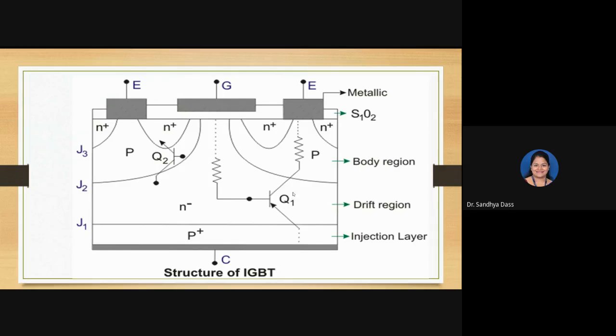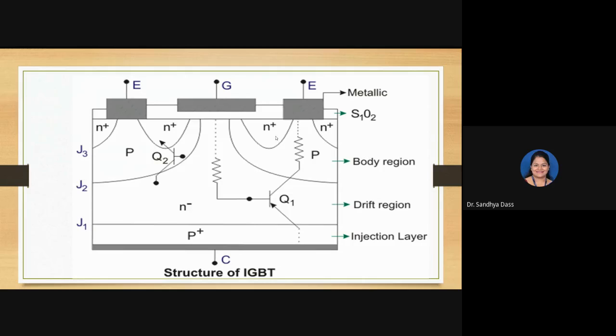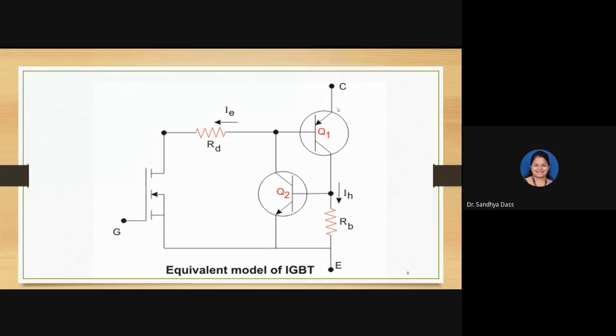While IH, that is small h, IH is the hole current flowing from collector to emitter through Q1 and the body resistance RB. So this constitutes the total collector current IC. Generally, this IH is almost negligible, so the collector current will always be approximately equal to the emitter current. So that is the working of this IGBT.